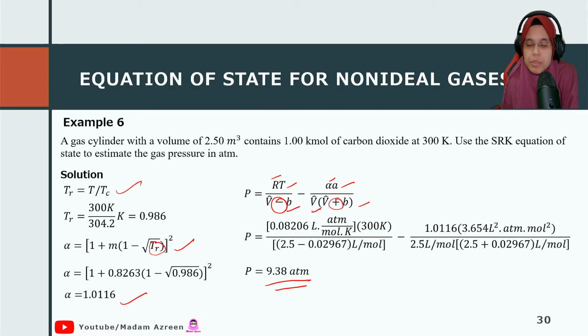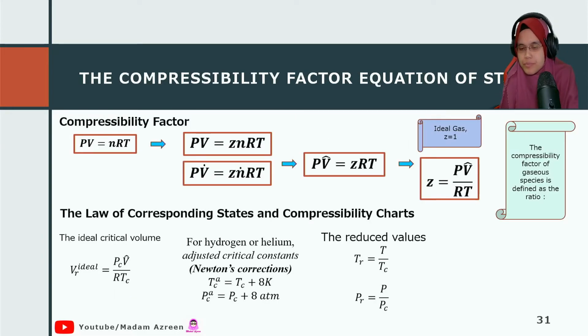It's simple. You can get all the parameters, you can get the value of critical temperature and critical pressure, and you can calculate the value of pressure. Okay, and the last topic to be covered is the compressibility factor.